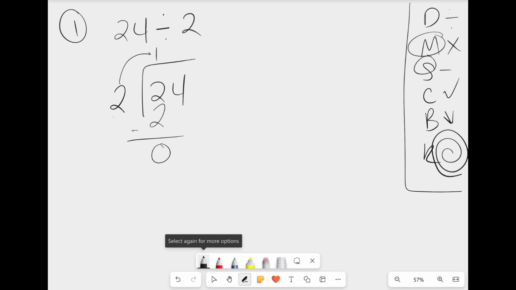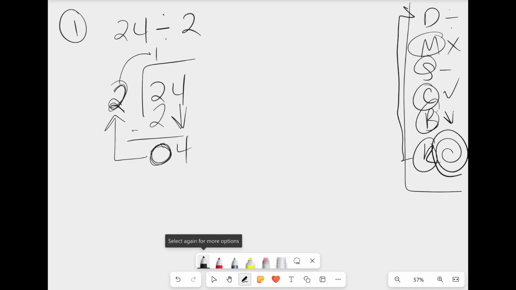After we subtract, we're then going to check. To check, it's really easy. We're just going to see if the number right here is lower than the divisor, which is the number outside of the house. So is 0 less than 2? Yes, it is. 0 is less than 2. So now after we check, that means that we can bring down. We're going to bring down the 4. After we bring down, we're then going to repeat, which means we go all the way back to the beginning. And the beginning is to divide all over again.